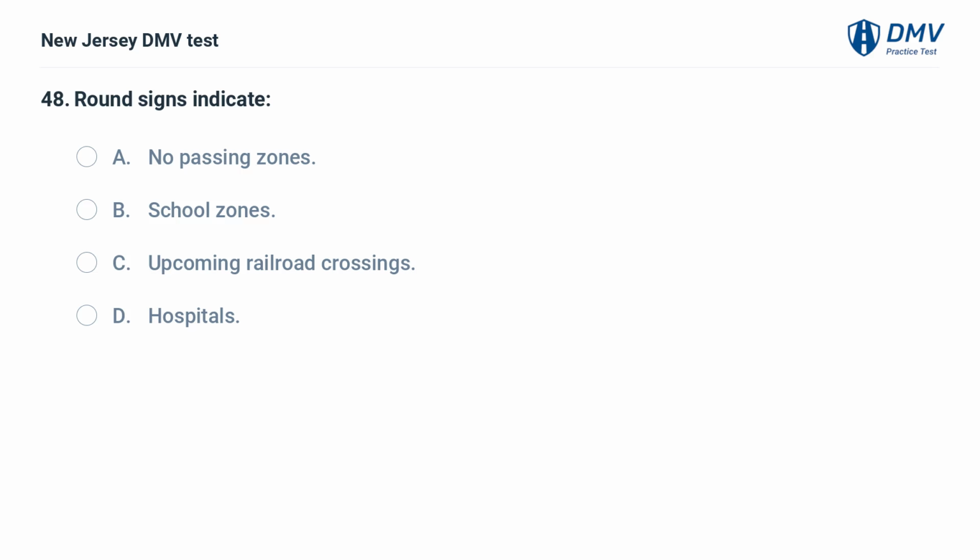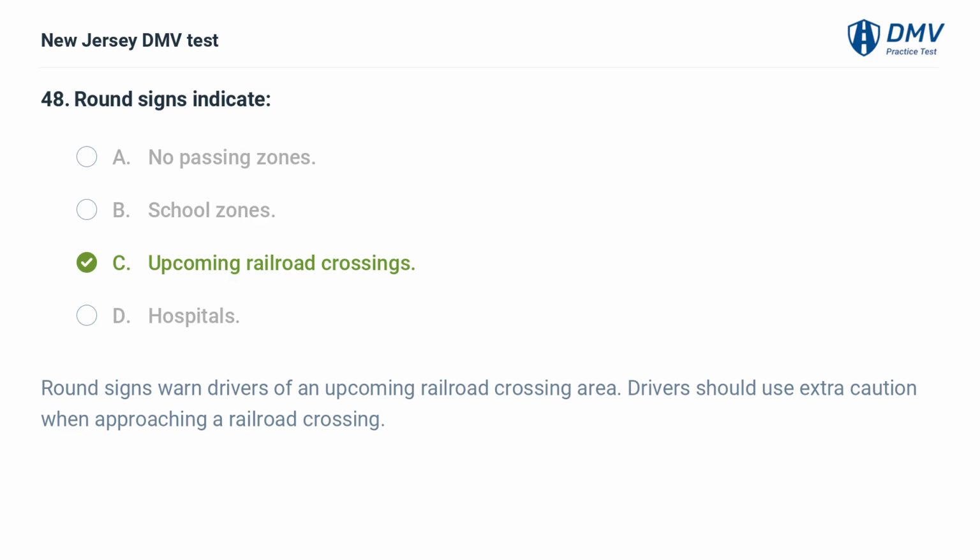Round signs indicate: A. No passing zones. B. School zones. C. Upcoming railroad crossings. D. Hospitals. C. Upcoming railroad crossings. Round signs warn drivers of an upcoming railroad crossing area. Drivers should use extra caution when approaching a railroad crossing.